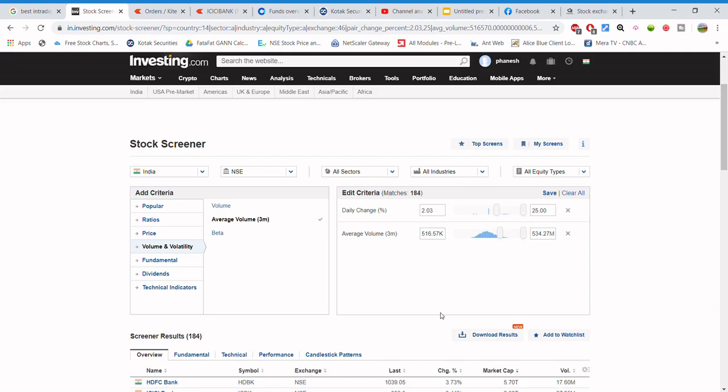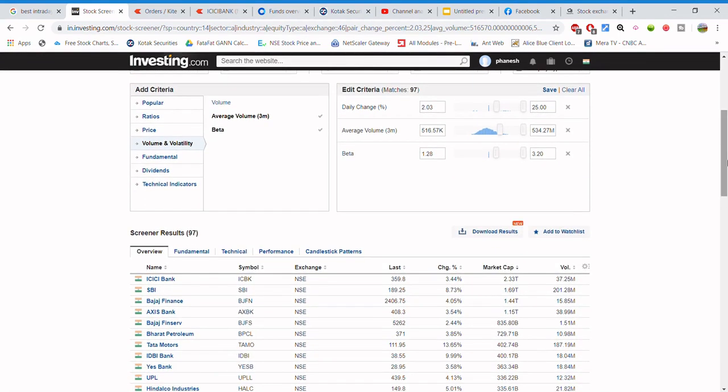Okay, now you could see that. Now what is the beta? Beta is the measure of how much the stock moves when compared to the index. That's equally important for me to trade. I will say 1 at least. 1.28 sounds good. Right, so this is what happens. I got my search ready, and now I got only 97 stocks.